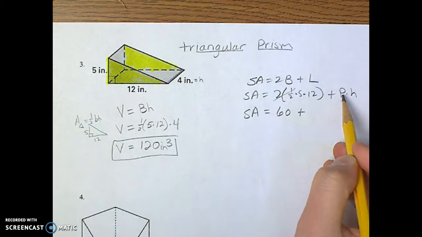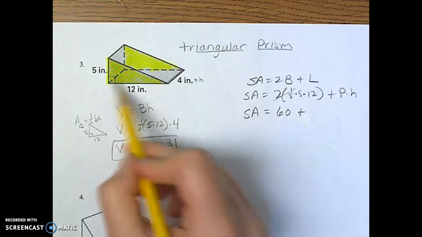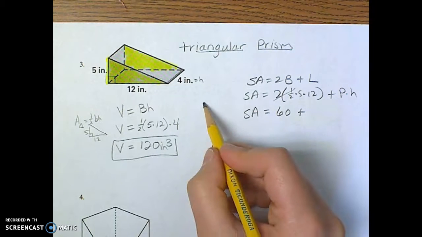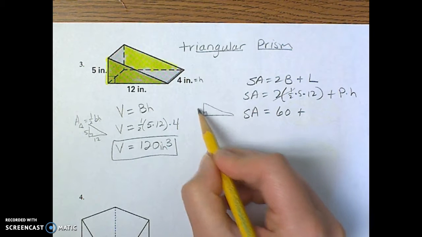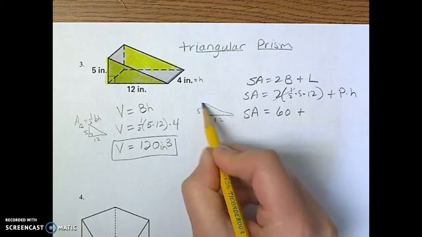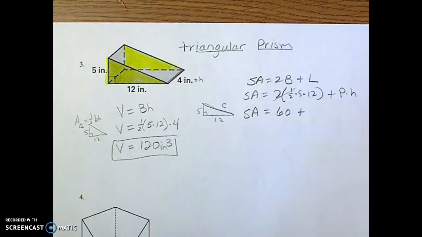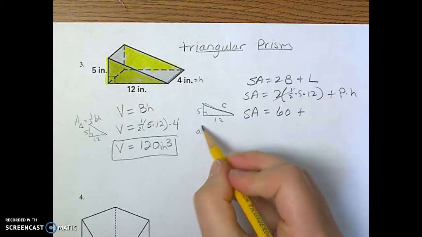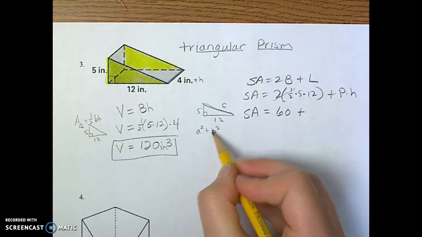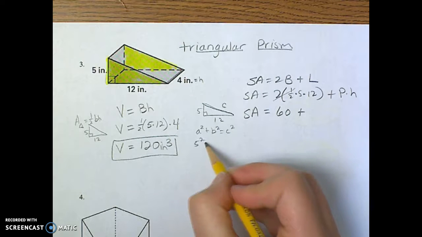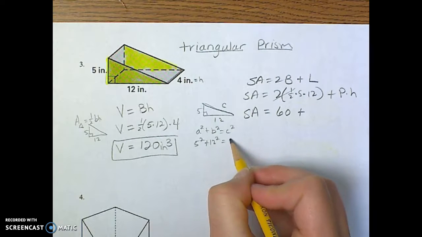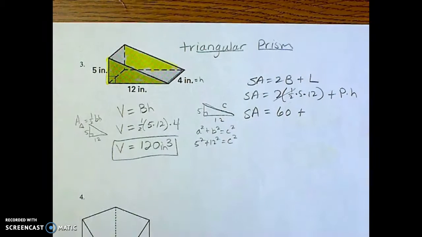Perimeter. How the heck are we going to find the perimeter of this triangle? Well, we have 5, 12, and a missing side, which I'm going to label c. We're going to have to use the Pythagorean theorem. Go ahead and finish out the Pythagorean theorem. Let's figure out what that missing side of our triangle would be.